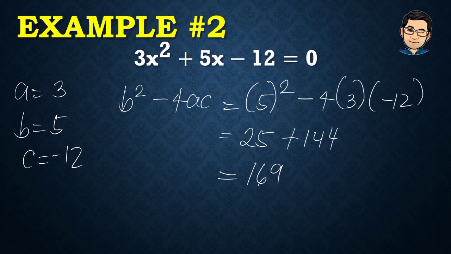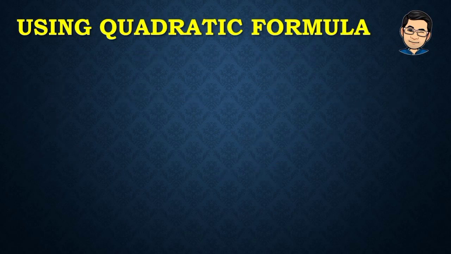Again, 169 is a perfect square. So the square root of this number is 13. So using quadratic formula, so check natin, o kunin natin yung mga roots. Again, we rewrite the given equation. And then we identify the value of a, b, and c.